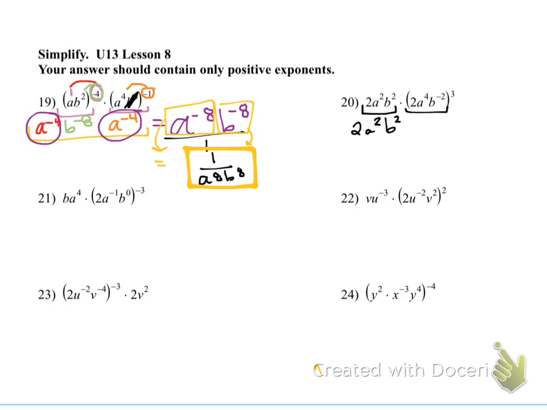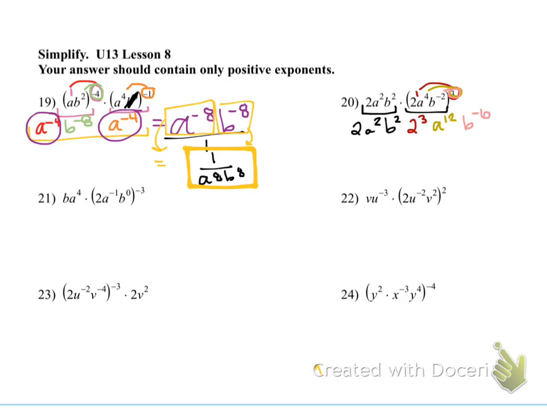Let's start with making sure everything has an exponent, and in this case the 2 does not, so I'm going to put a 1 here. Now let's take our power to a power. Take the 3 on the outside and multiply it by each exponent. So 3 times 1 gives me 2 to the 3rd. Then I'm going to take that 3 and multiply it by 4, so I'll have A to the 12th. And then I'm going to take that 3 and multiply it by -2, so B to the -6.